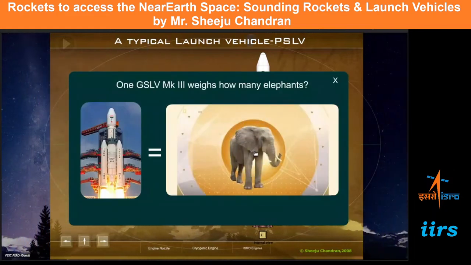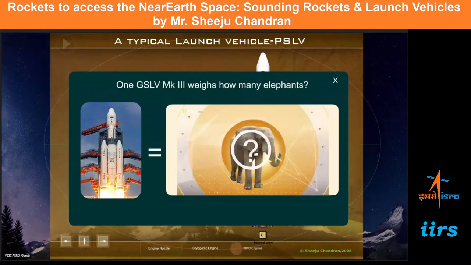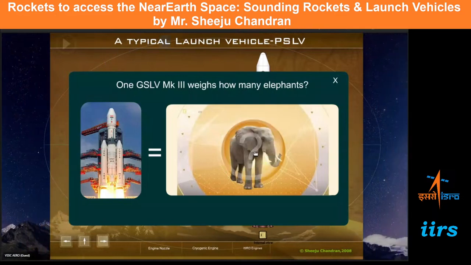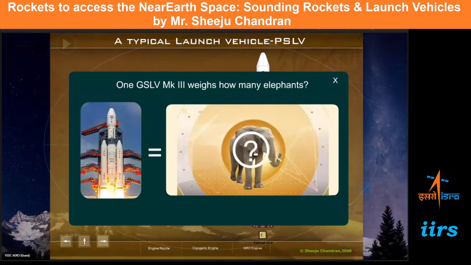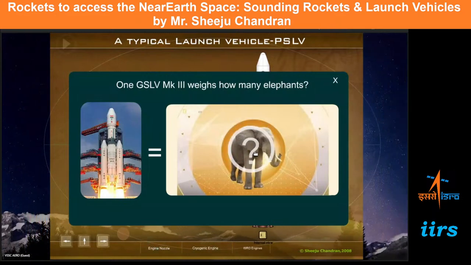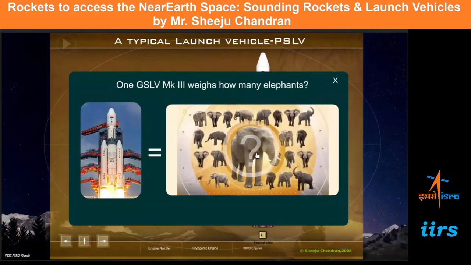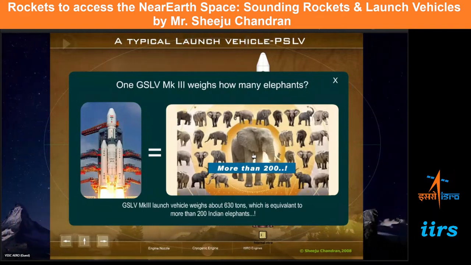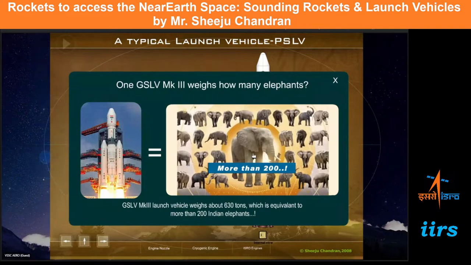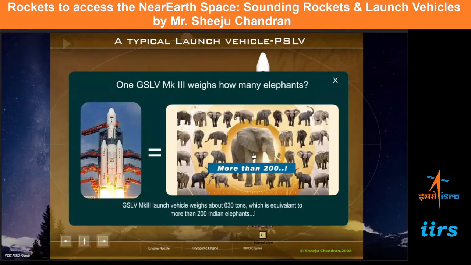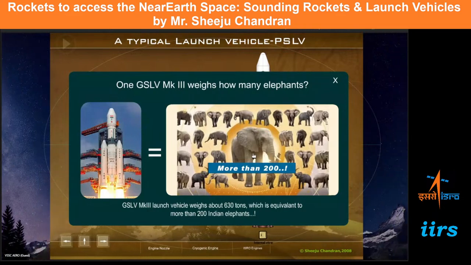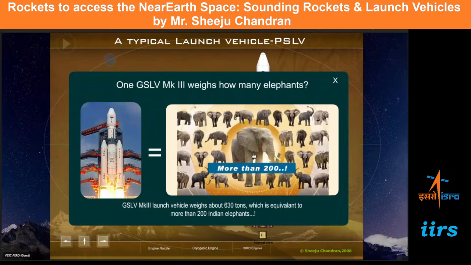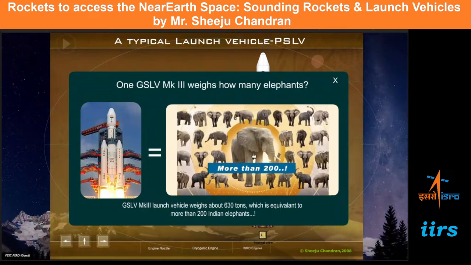This is one question we generally ask, especially children, to have some kind of comparison. One LVM3 vehicle, what should it be in terms of weight in terms of elephants? Elephant is a common example. The answer is not just 1 or 2. It may be close to 200 or even more. You can imagine, this is the same vehicle which we used for our Chandrayaan mission. So around 200 times an elephant's weight, or equivalent to the combined weight of around 200 elephants. You can imagine how heavy it will be.